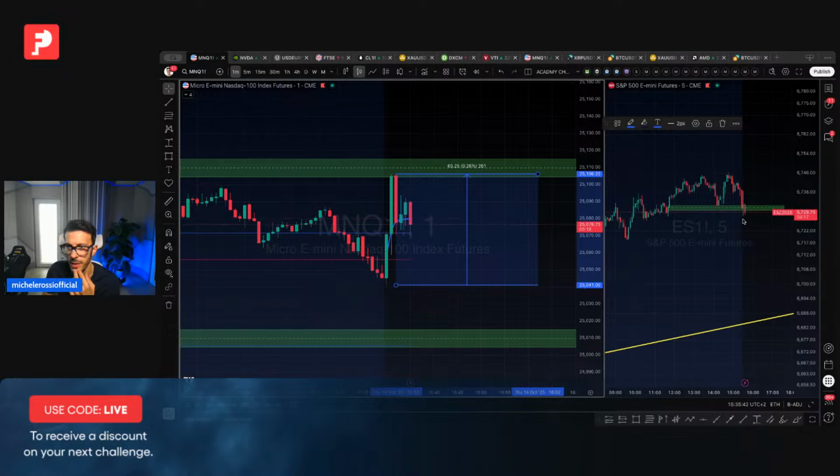Let's see if it holds and closes below on the S&P. I'm not a fan of shorting in the middle of a range, and we're still at the London high. So I don't like it very much at the moment, but I might change my idea. Got a good volume right here. It's getting rejected and rejected and rejected right here. So we have good selling pressure.